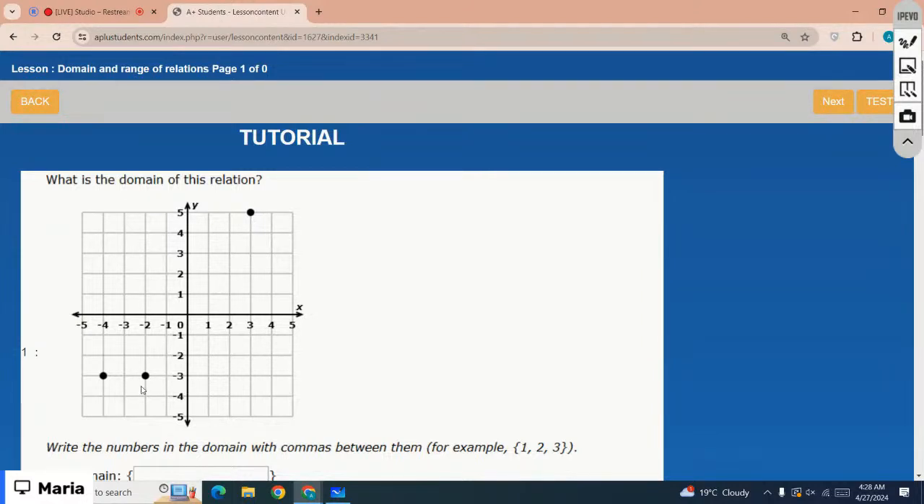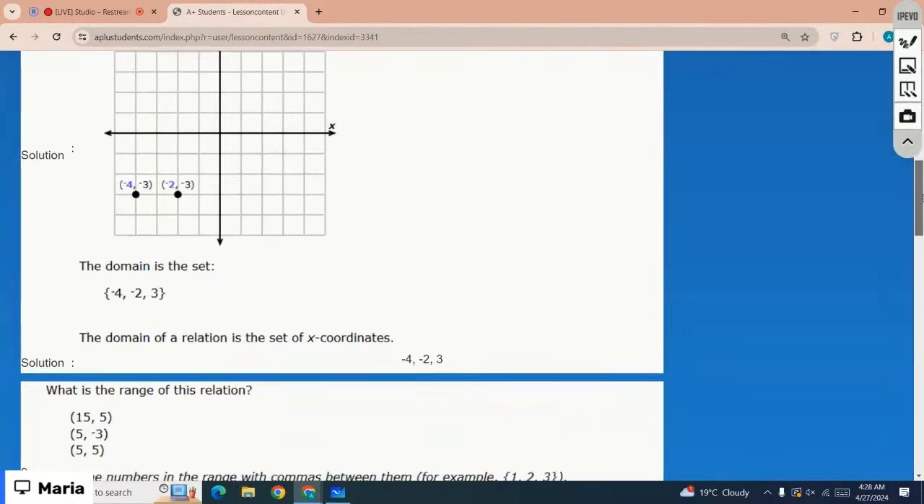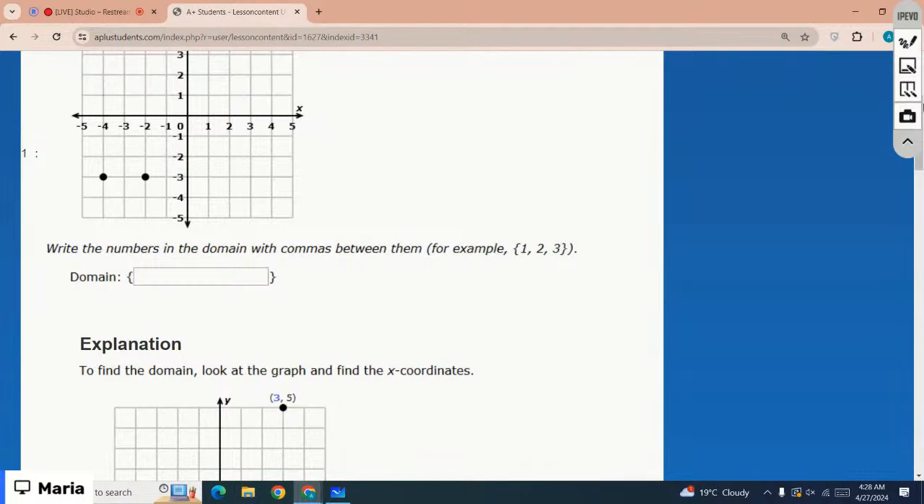3, -2, and -4 is the domain of this function. Here, -4, -2, and 3. Domain is all the x values of a function and range is all the y values of a function, right? Okay, let's just start with the test questions.